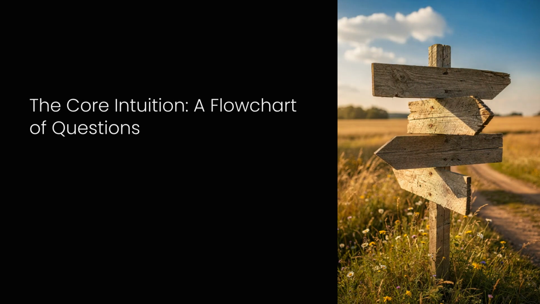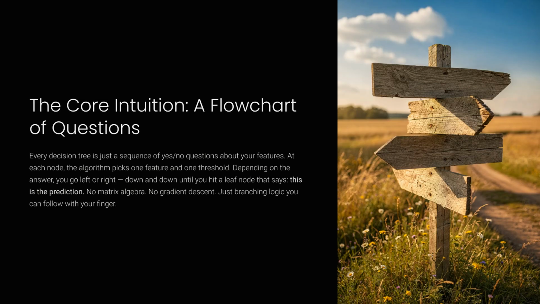A decision tree's core intuition is a flowchart of yes-no questions about features. At each node, an algorithm picks a feature and a threshold. This leads down to a leaf node that provides the prediction. It's a simple branching logic.